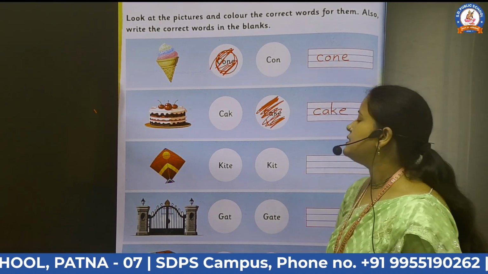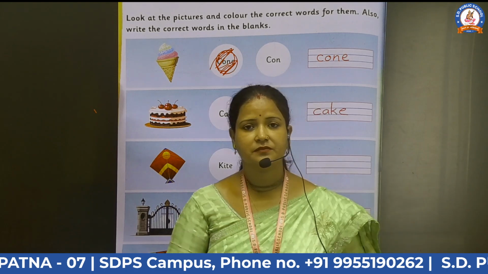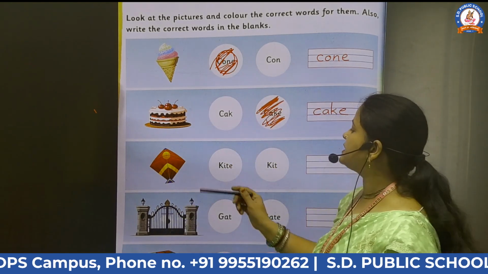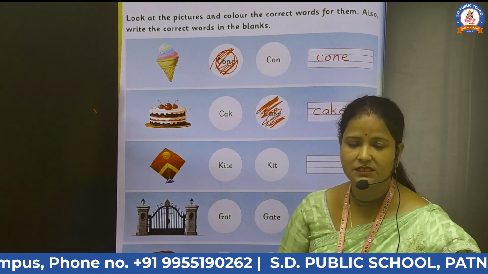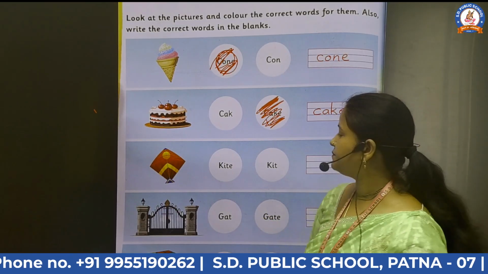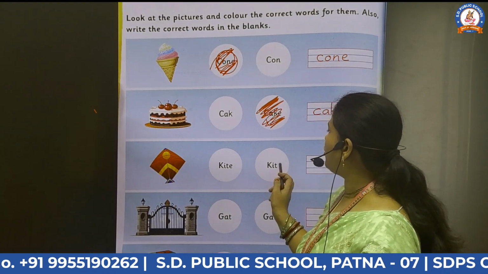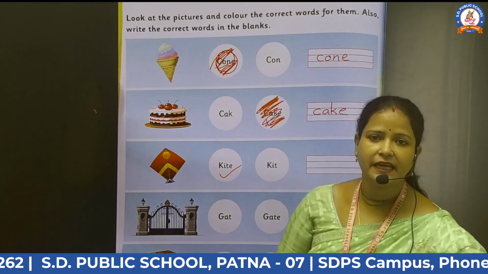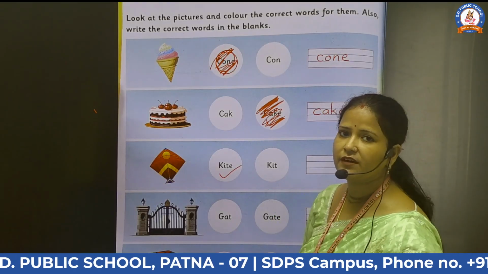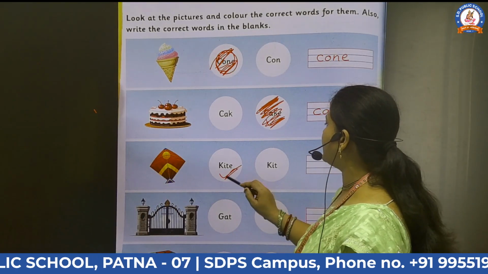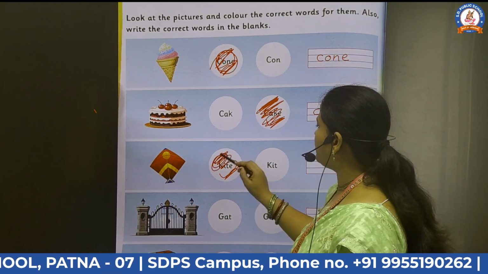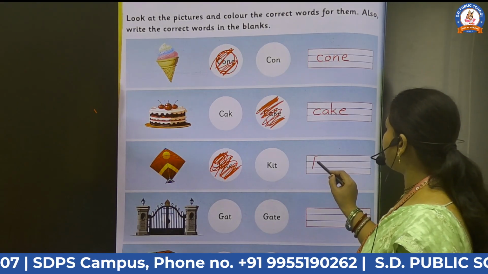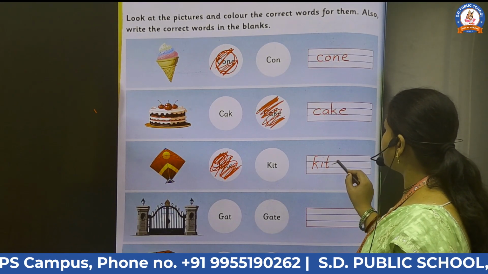Okay, so now identify which picture this is. This is the picture of kite. And the correct spelling of kite, which one? This one, K-I-T-E. So now I will color this word, and we will write the spelling of kite in this blank.